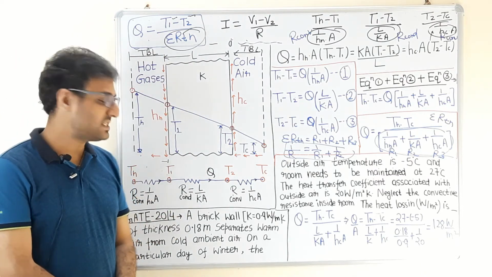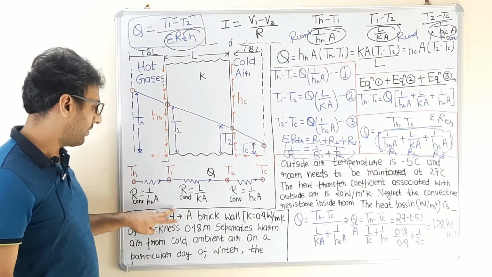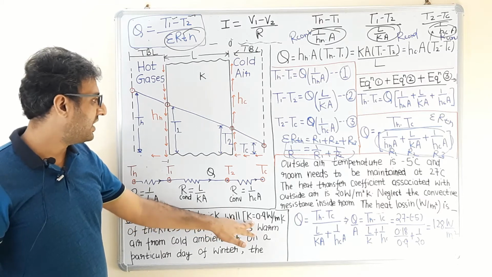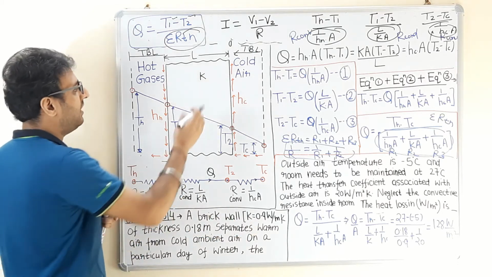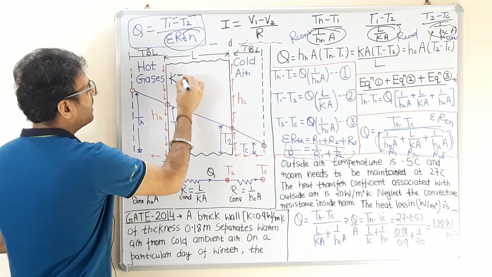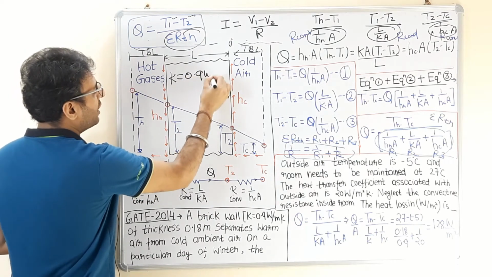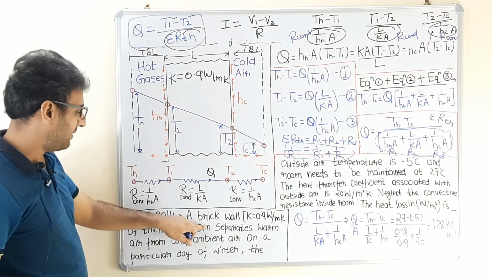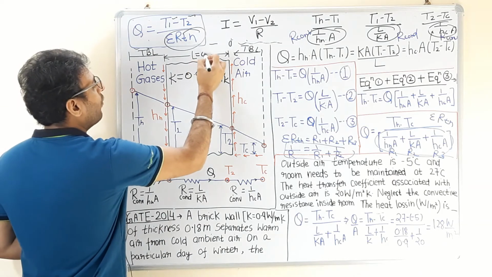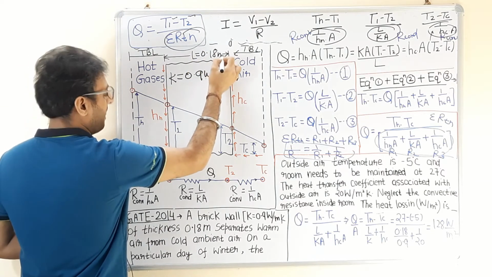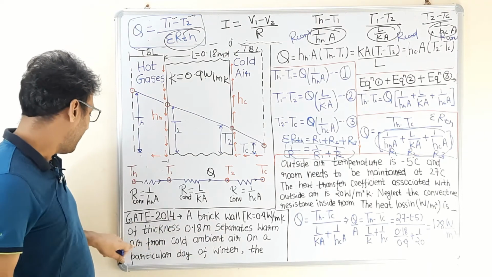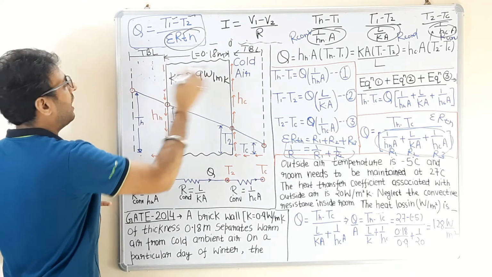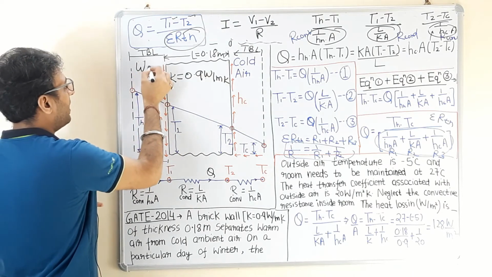We are going to discuss a problem from GATE 2014. According to the problem, a brick wall which is having thermal conductivity of 0.9 watts per meter Kelvin, of thickness 0.18 meter, separates warm air from cold ambient air. This is warm air and outside is cold atmospheric air.